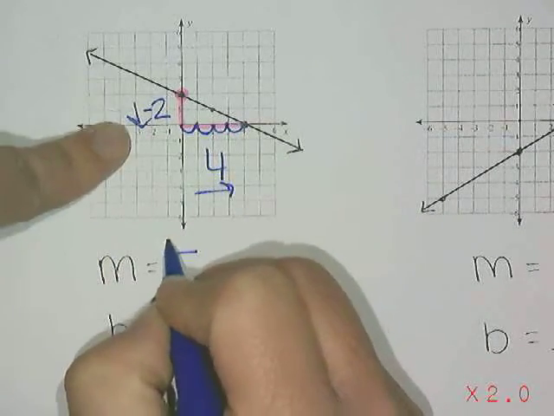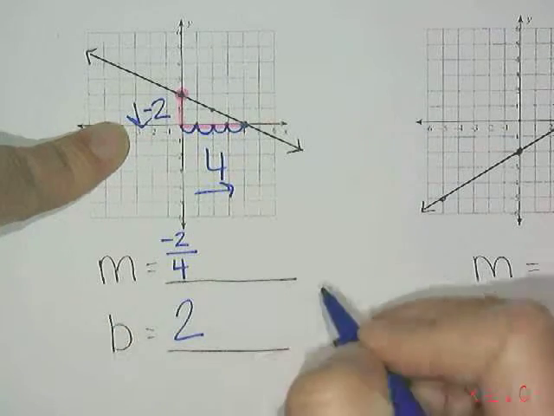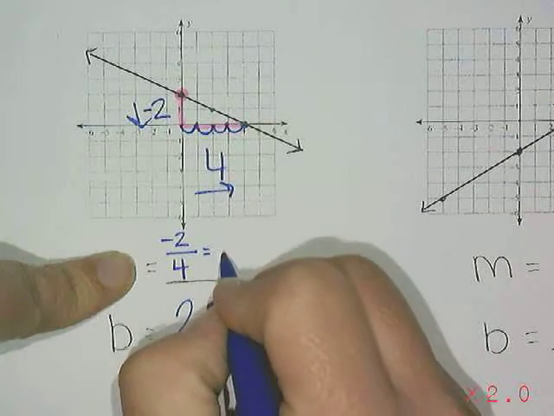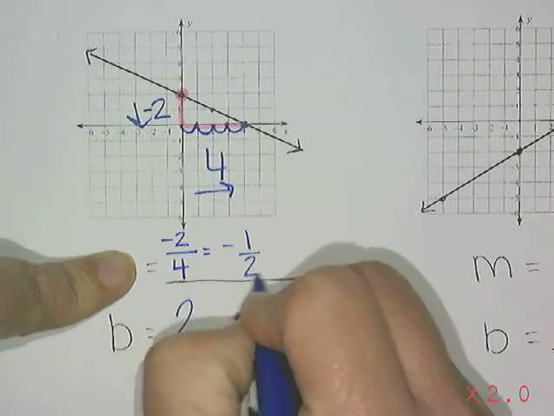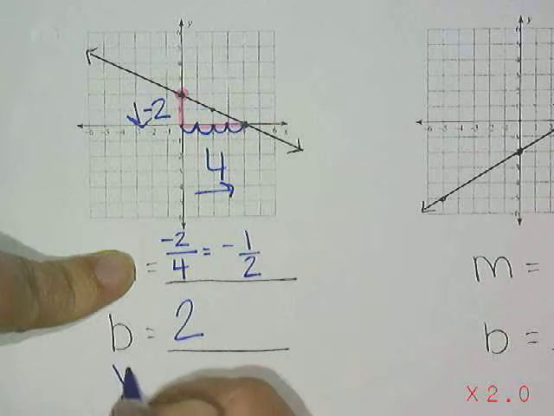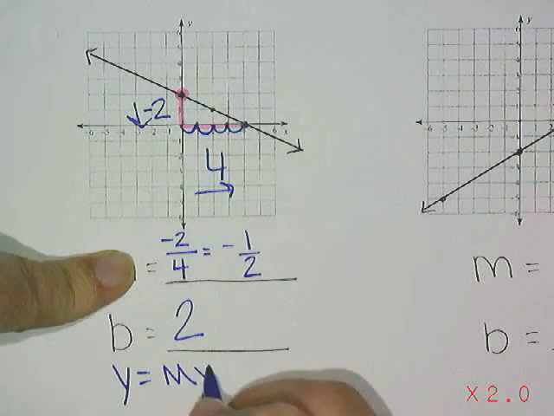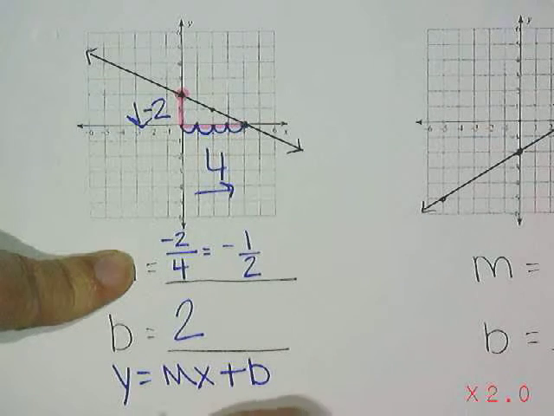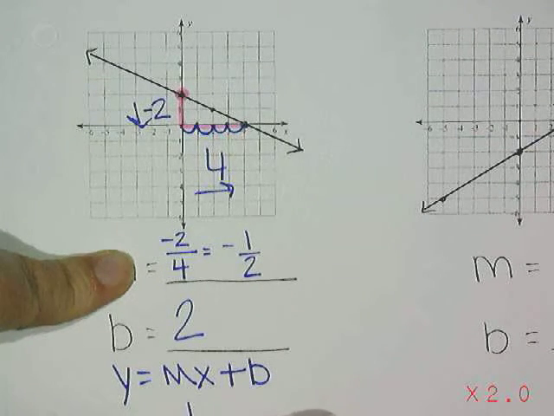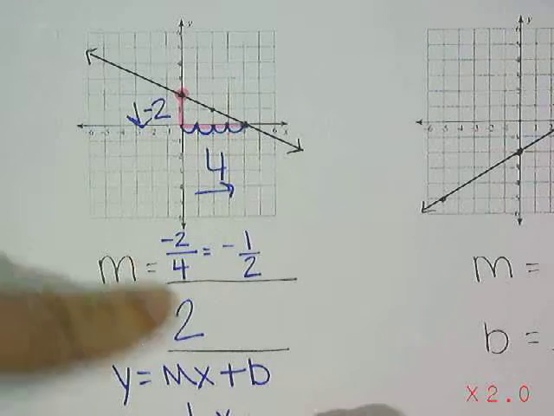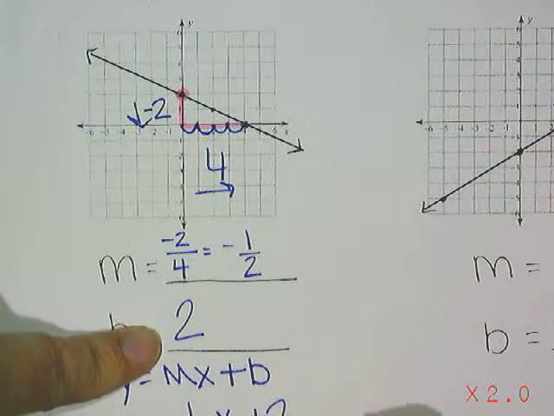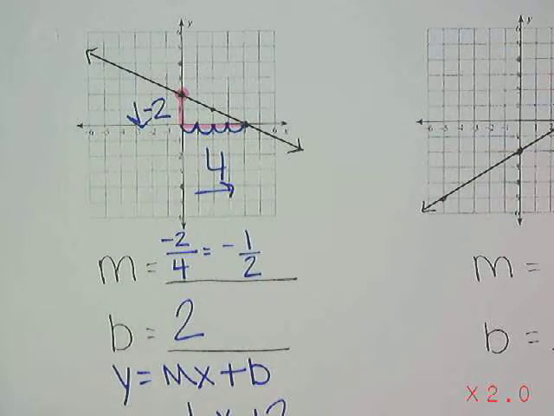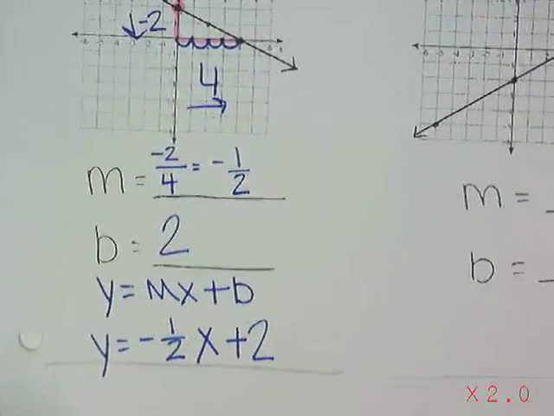Remember, my slope is going to be rise over run. And so negative 2/4. Go ahead and type that in your calculator. It's going to come out to a negative half. When I write the equation of my line, it's going to be y equals mx plus b, where my m is negative a half x, and my b is a positive 2, so I'm going to write plus 2. This is the equation of my line in slope-intercept form. Sorry you couldn't see that.